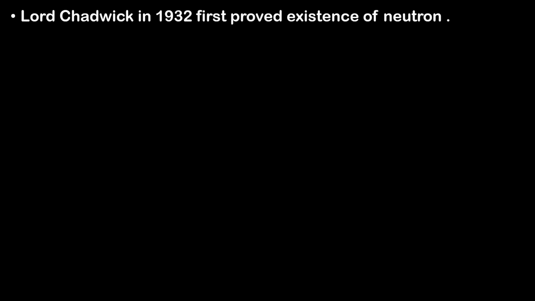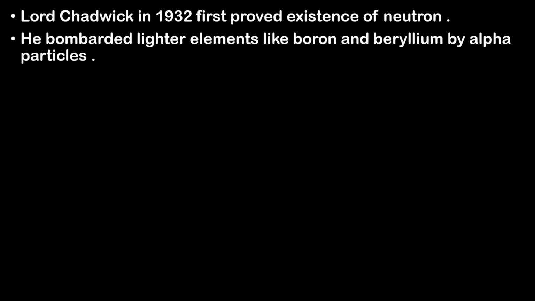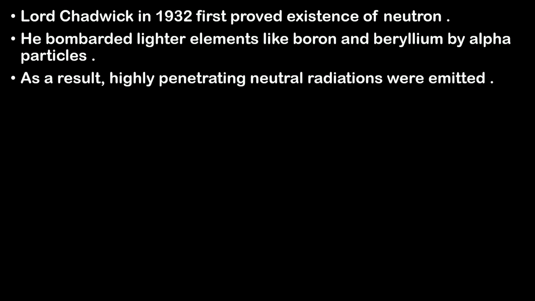Then Lord Chadwick in 1932 first proved the existence of the neutron. He proved to the world that yes, there is a particle named neutron in an atom. Rutherford only assumed that there is a neutron, but Lord Chadwick proved that there is a neutron. What he did is that he bombarded lighter elements like boron and beryllium with alpha particles, and as a result, highly penetrating neutral radiations were emitted.